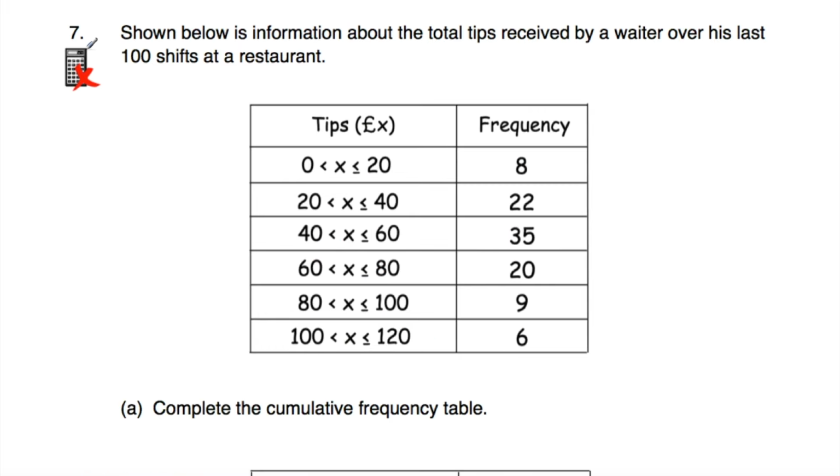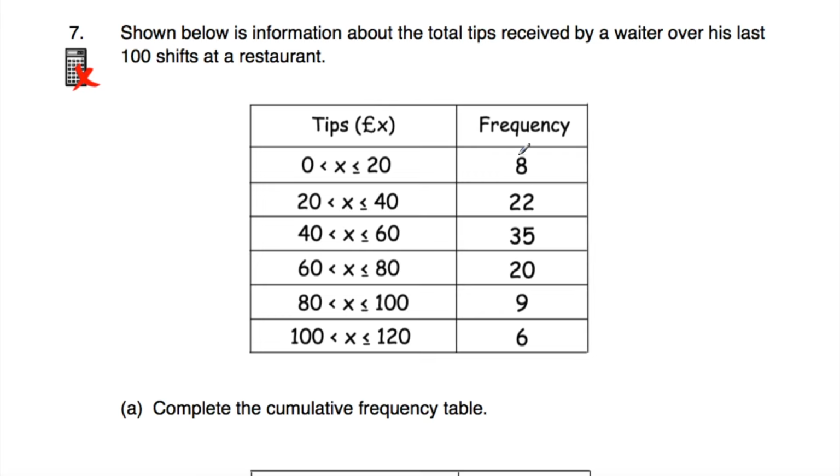Okay, let's have a look at our next question, question number 7. So question number 7 says, shown below is information about the total tips received by a waiter over his last 100 shifts at the restaurant. So at the end of each of his last 100 shifts, he adds up all his tips, and that's his total number of tips. And this table shows information about those totals.